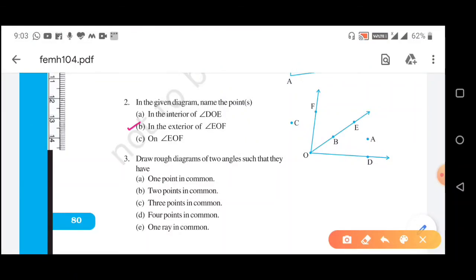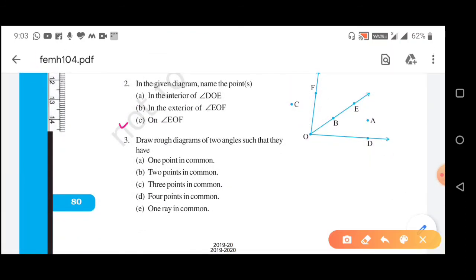Question B, the exterior of EOF. EOF means this part. So in the exterior of EOF, the points will be point C, point A, and point D. So the answer will be A, C, and D.